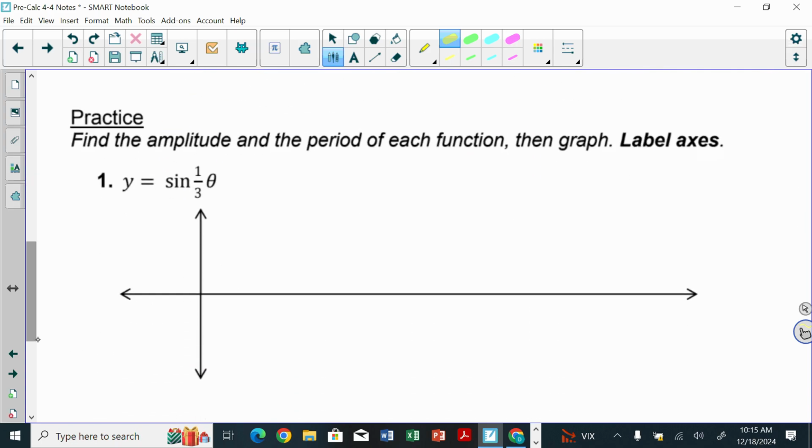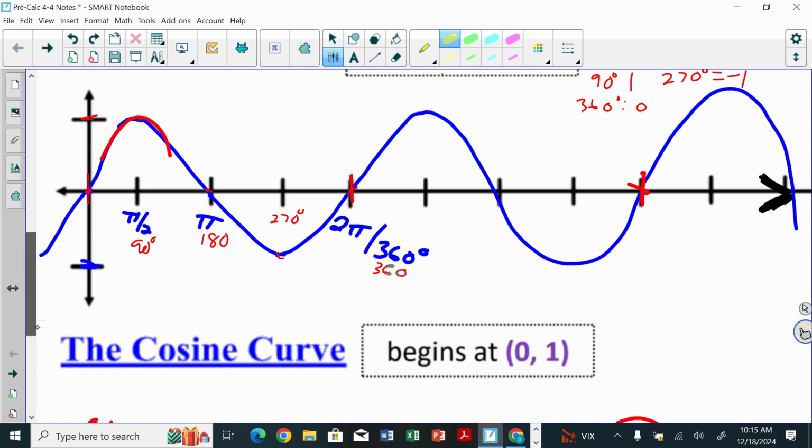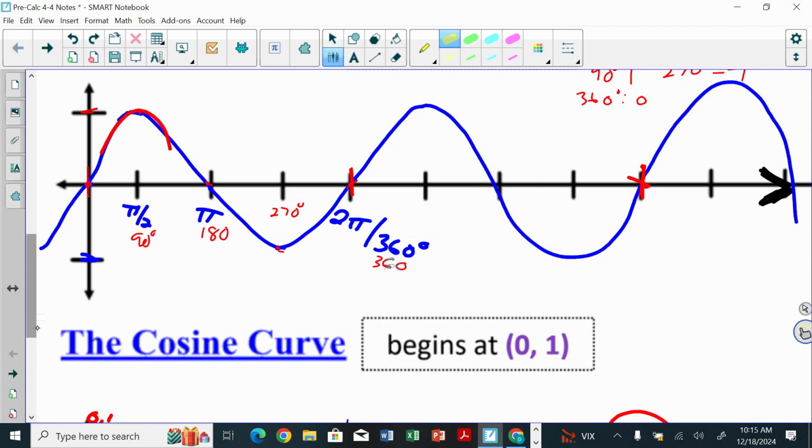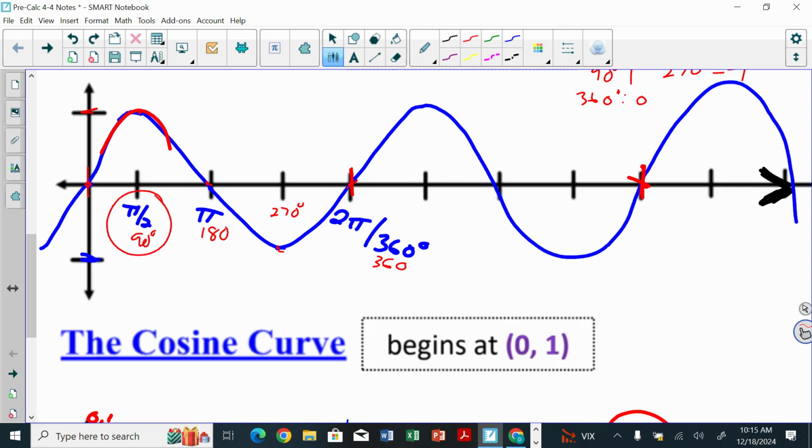All right, find the amplitude and period of each function, then graph, and we want to label our axes here. Now, I should point out that if you do these on your graphing calculator, it's not going to look like this. It's not going to be going through the points because our values are set up as pi over 2, pi, or 2 pi, or in terms of 90 degrees. They're still going to give you points 1, 2, 3, 4, 5, 6, 7, 8, 9, 10. So it won't be as good.